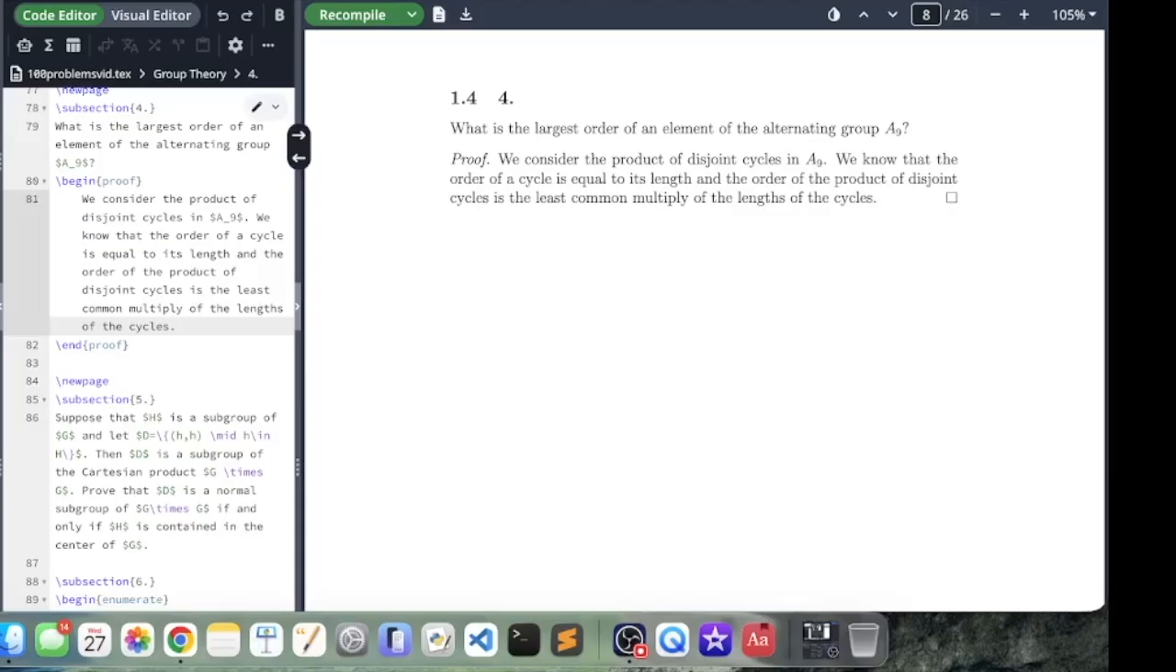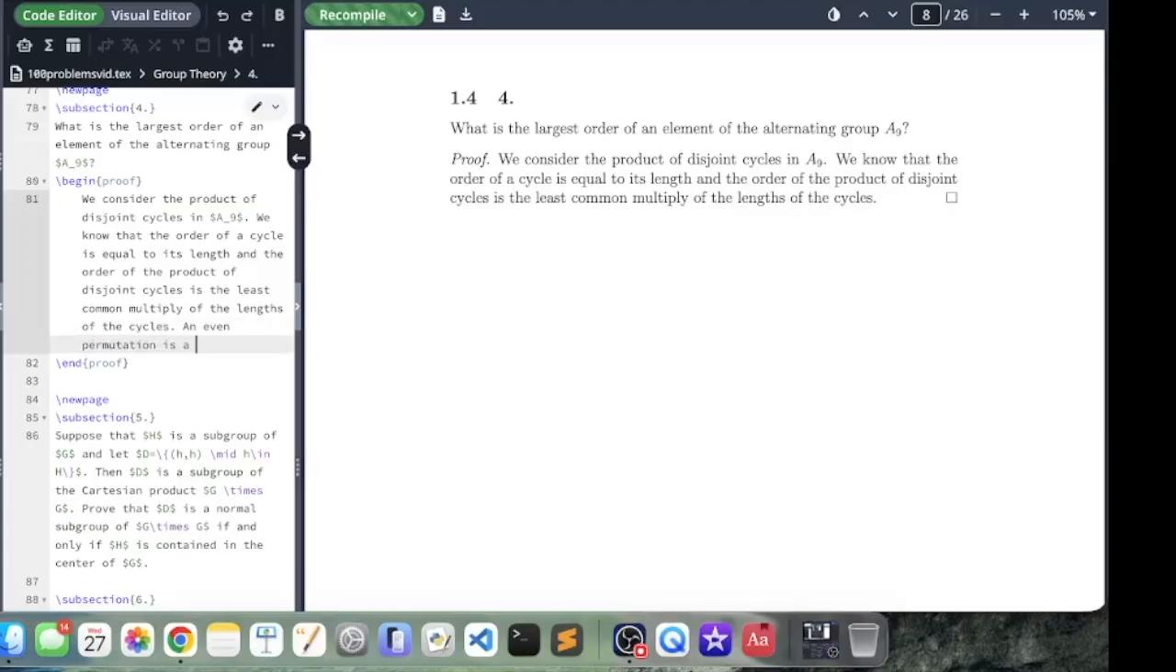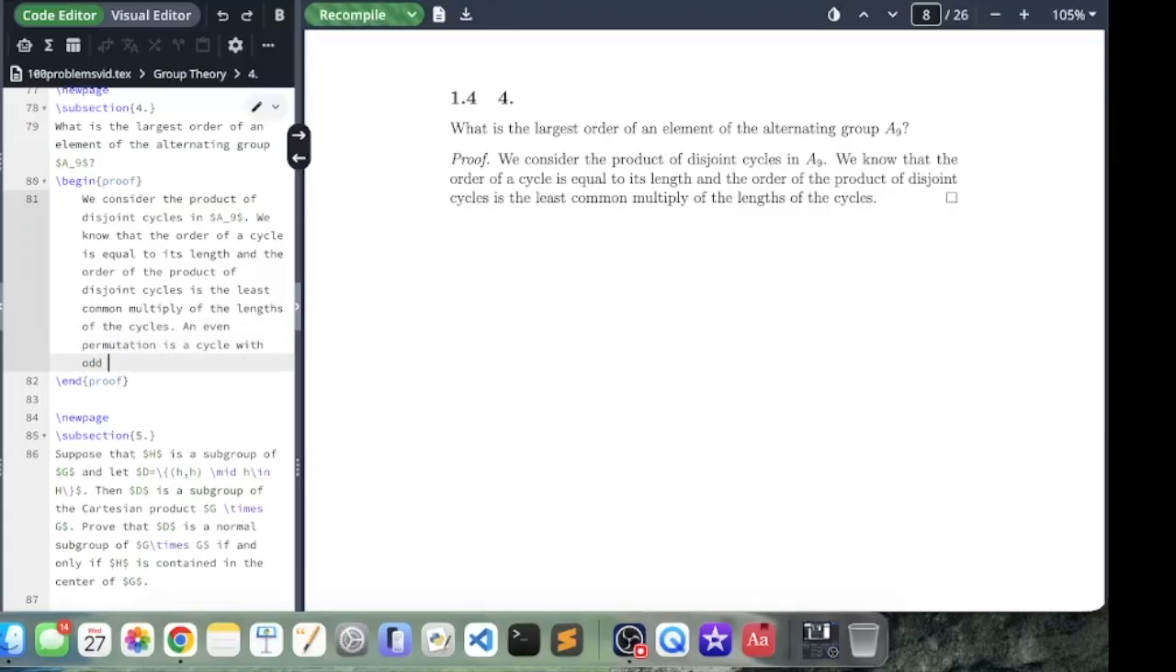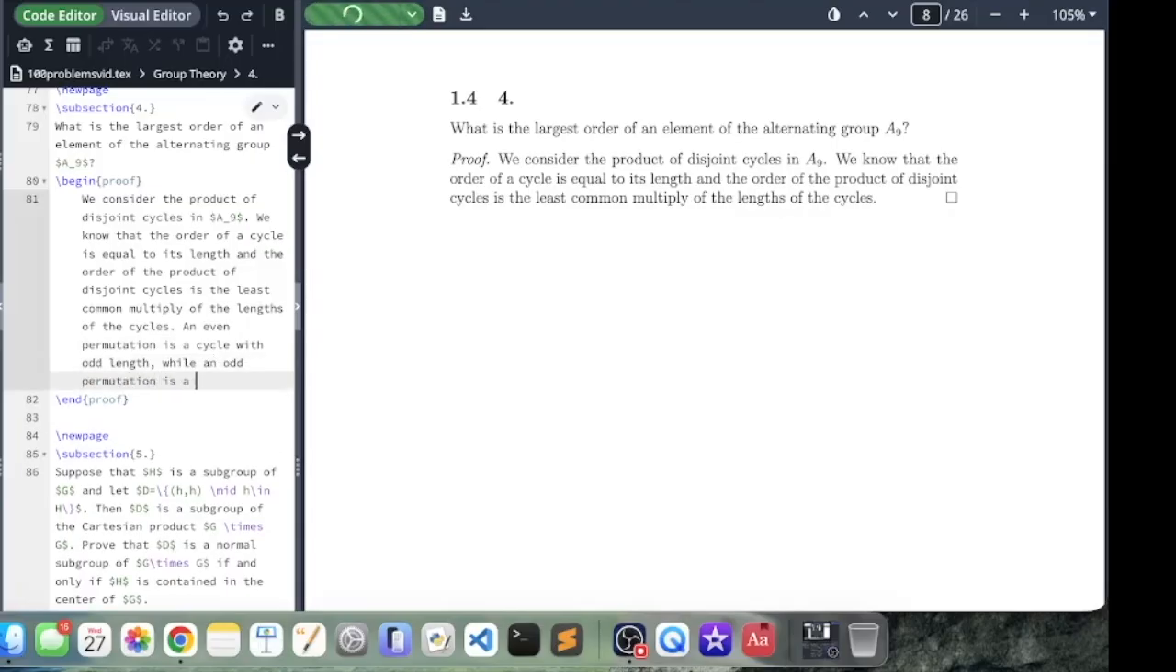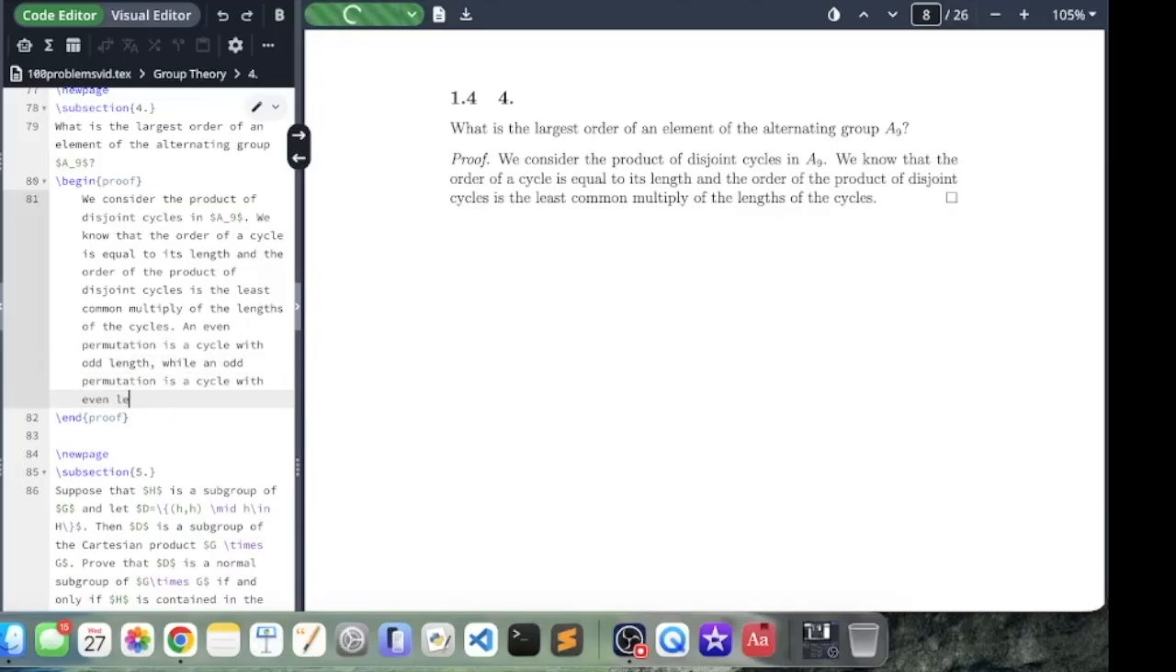Okay, so we consider the product of disjoint cycles in A9. We know that the order of a cycle is equal to its length, and the order of the product of disjoint cycles is the least common multiple of the lengths of the cycles. Now we want to establish what is an even cycle. So an even permutation is a cycle with odd length, while an odd permutation is a cycle with even length.